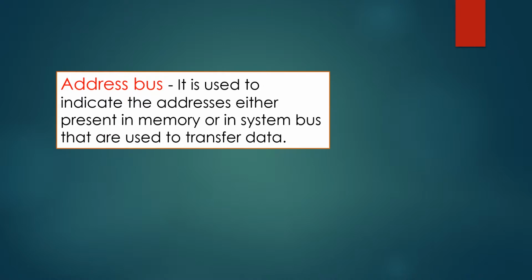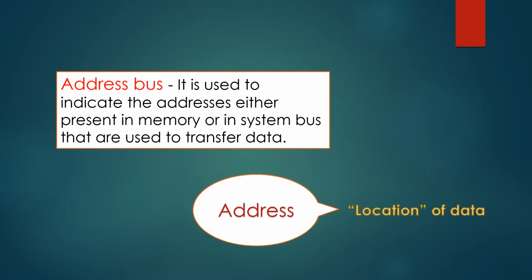Processor bus transfers data in between the processor components and also to hard disk and other main components, while memory bus transfers data from main memory to CPU. It is used for indicating what address is present in memory or what address is present in system bus that are used to transfer data. Address is the location of data.